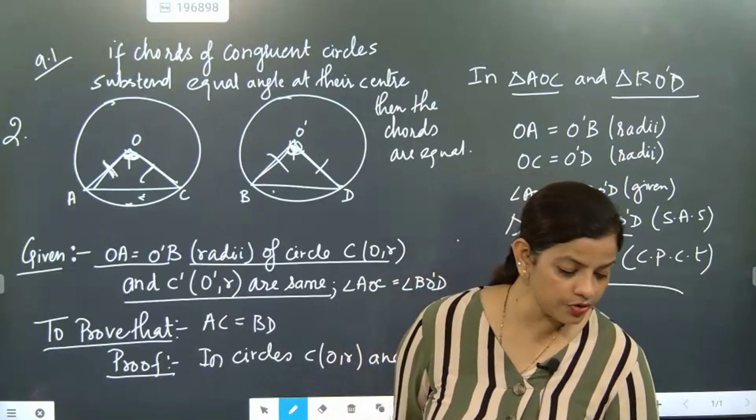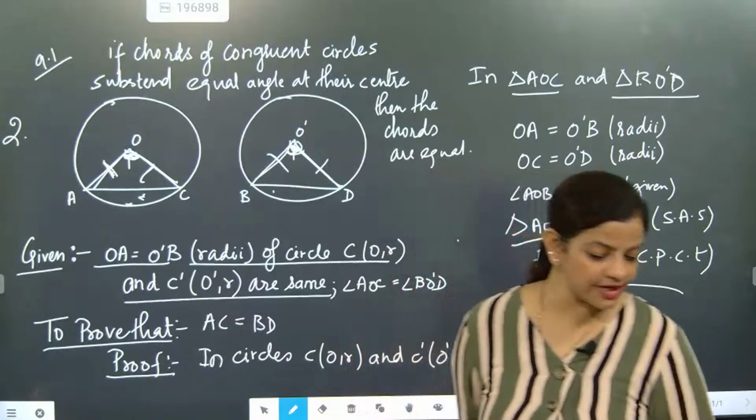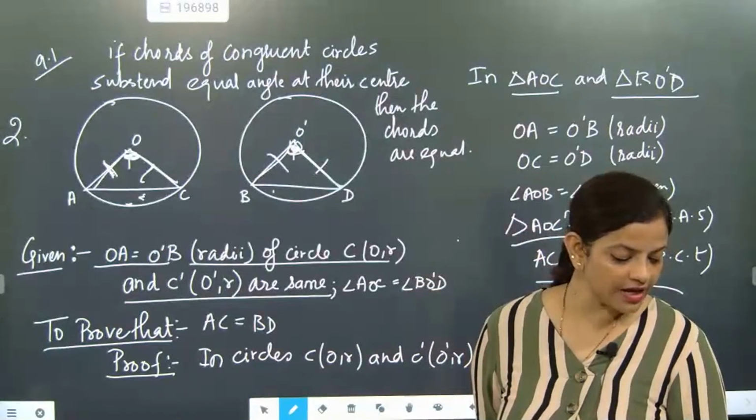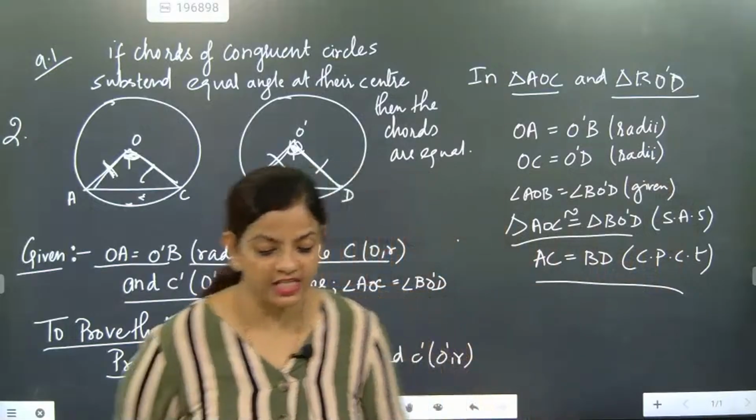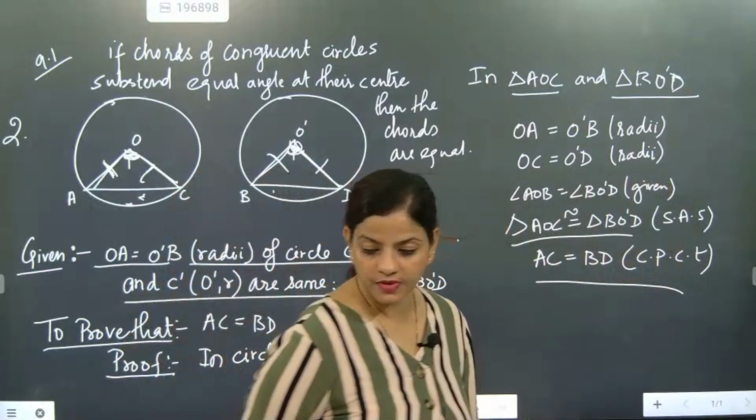Now, another theorem. Theorem 9.6: equal chords of a circle are equidistant from the center. This is what we are going to prove. Right, next proof, that's the theorem.